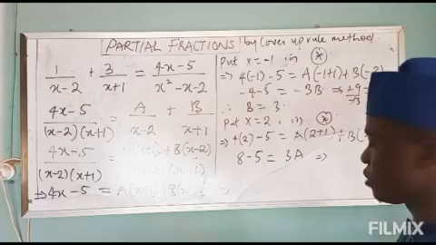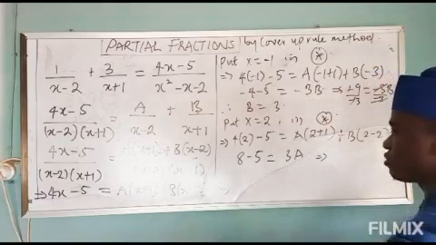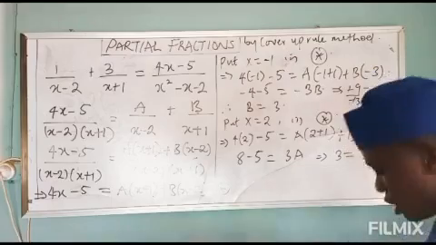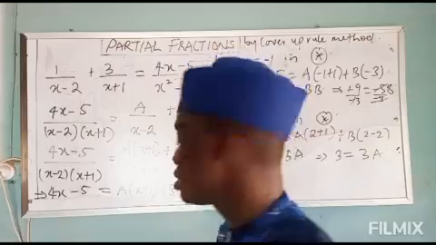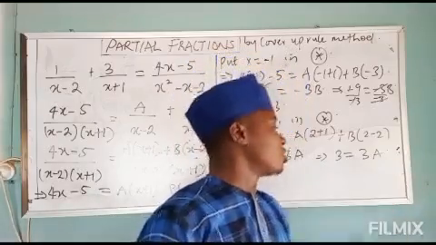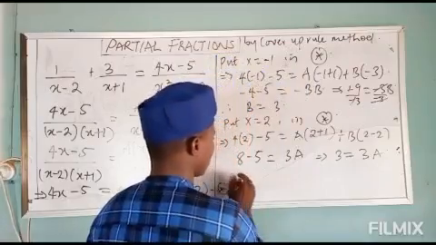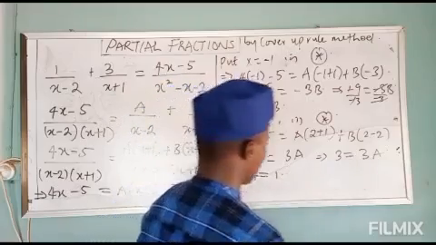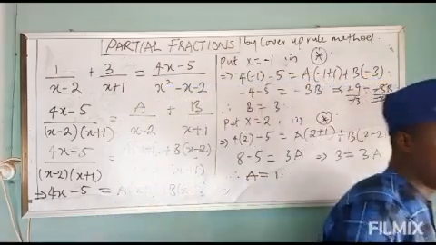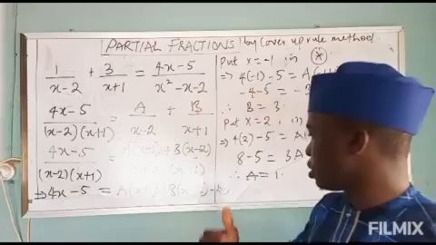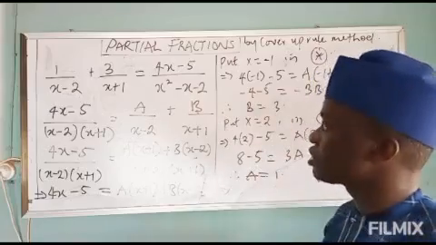So from here you can see that 8 minus 5 gives 3, equals 3a. So now to get the value of a here, we divide through by 3. Divided through by 3, automatically we have our a to be 1. So now if you look at it very well, we have gotten our two constants, a and b, to be 1 and 3 respectively.